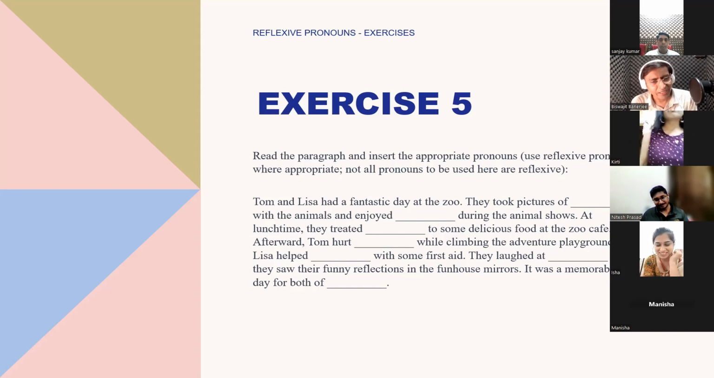Most were correct, Isha. Some mistakes. I think they laughed at this fill in the blanks may be filled by other pronouns. You gave the correct answer first and then you changed it. You replaced it with the incorrect answer. You are correct. Tom and Lisa had a fantastic day at the zoo. They took pictures of themselves. Why themselves? Because they is a plural.